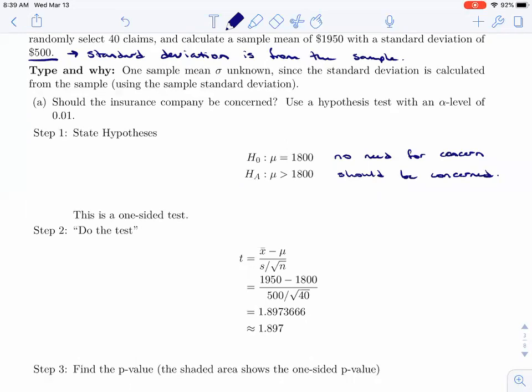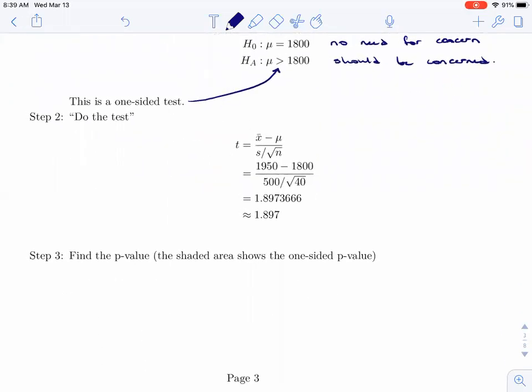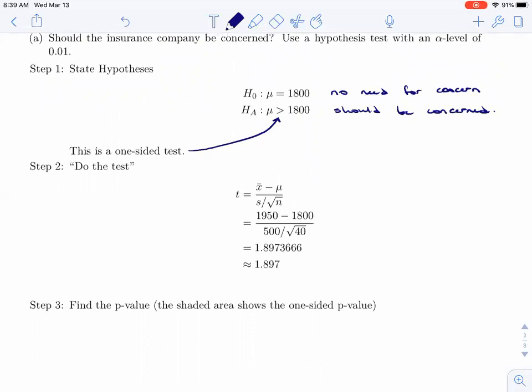I've got little notes here. This is a one-sided test, and that's because I'm only concerned with one extreme. It's only if I have a not equal to in the alternative hypothesis that I have a two-sided test. So now, one sample mean, sigma unknown.